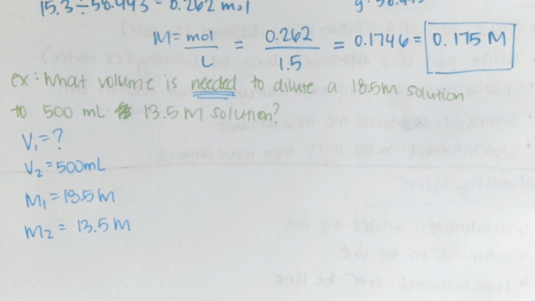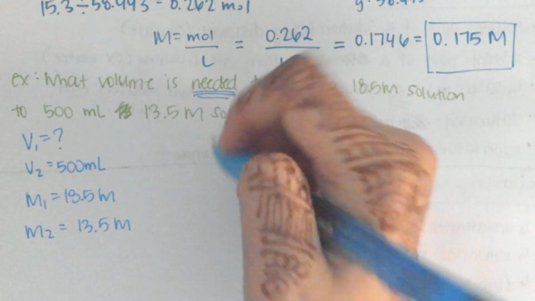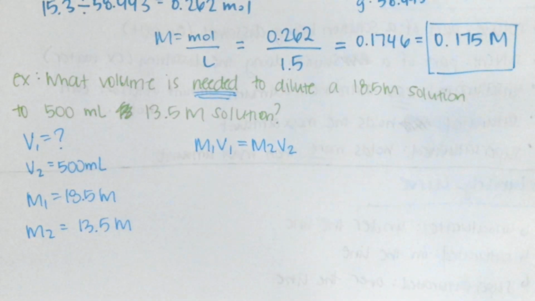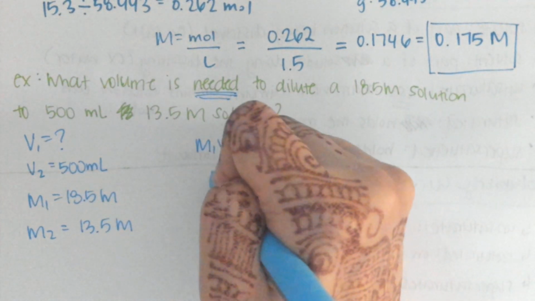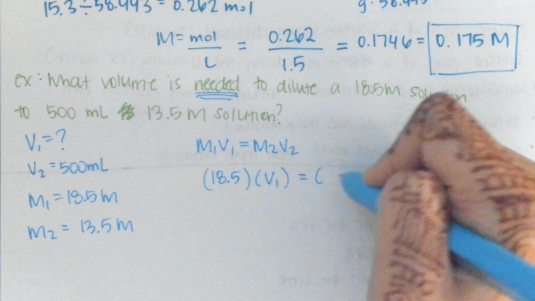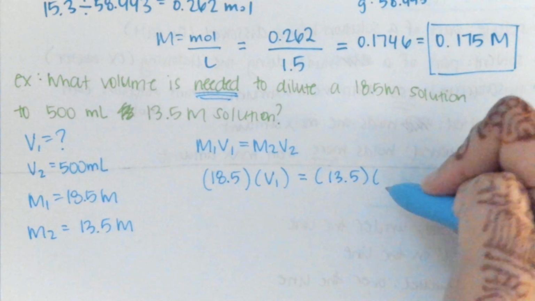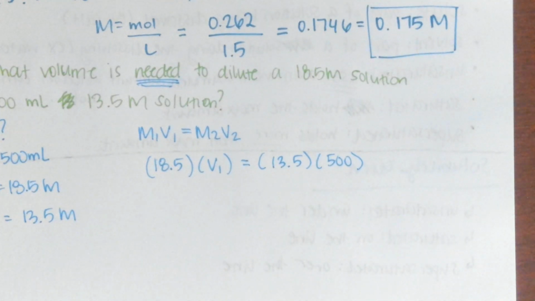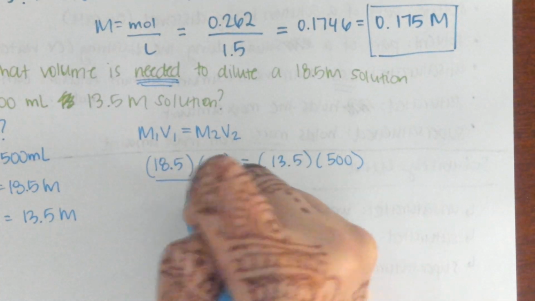Then you plug and chug. So I have 18.5 times V1 equals 13.5 times V2, which is 500. Notice I'm leaving it in milliliters because you don't have to convert for that. If it specifies, like, hey, I need this in liters, that's when you convert. So I divide by 18.5.